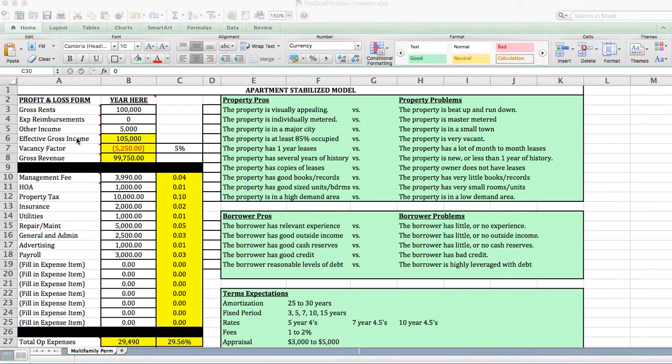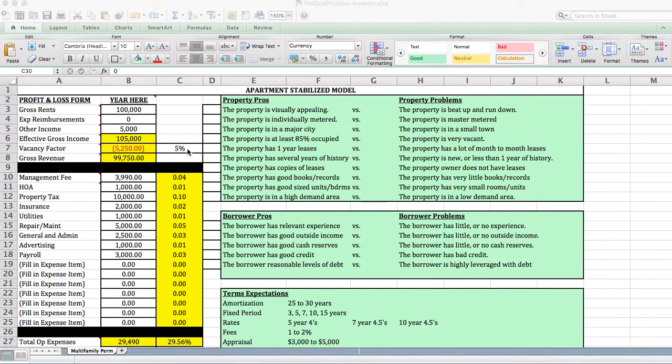What will happen is that'll generate what's called an effective gross income, which is basically totaling up all of these categories, the 100 plus the 5,000. The next in line is the vacancy factor, and also understand that everything in yellow is automatically being calculated. Everything in white, you will plug in yourself.